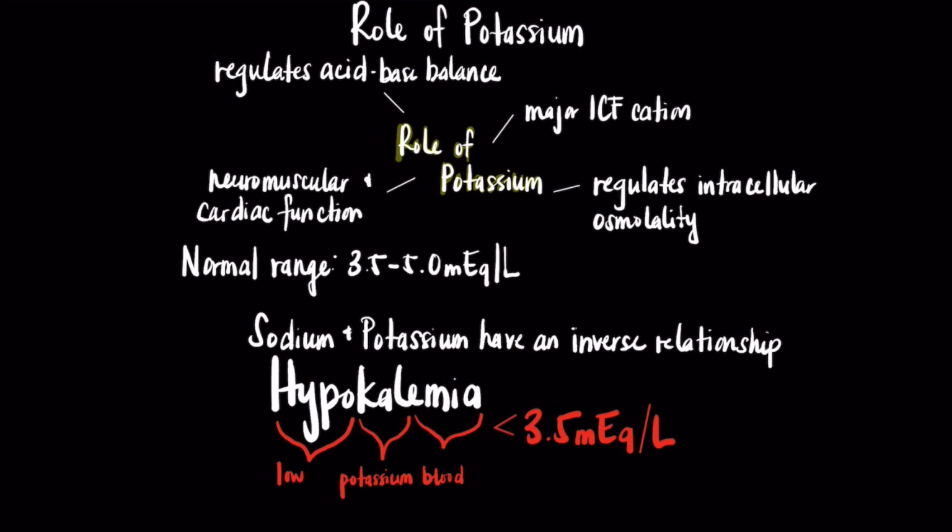To break down the word hypokalemia, hypo means low, kal denotes potassium, and emia means in the blood, so thus hypokalemia translates to low potassium in the blood. A potassium level less than 3.5 milliequivalents per liter is indicative of hypokalemia.